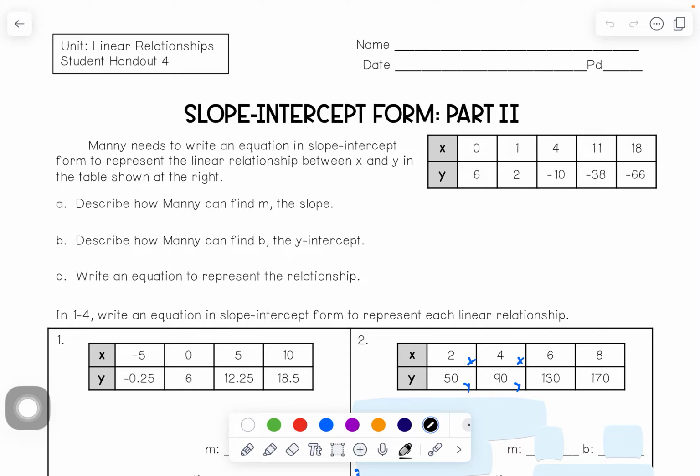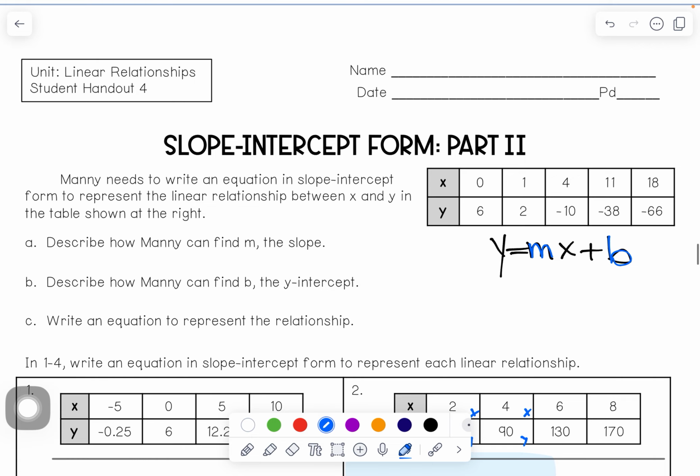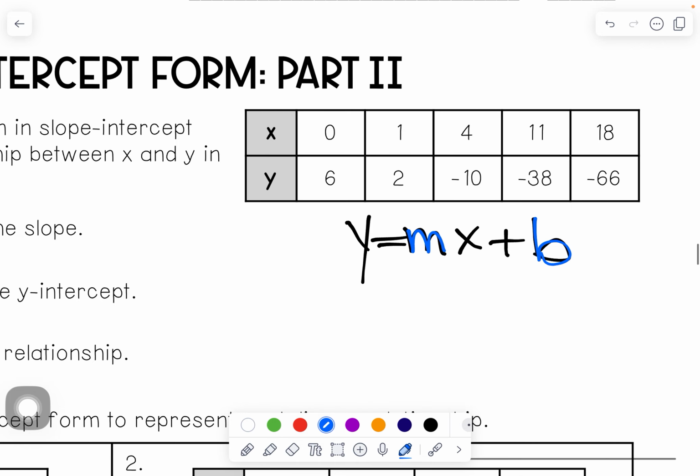So don't forget, slope-intercept form is y equals mx plus b, right? And we are looking for the m and the b to be able to complete that equation. So describe how he can find the slope m. In a table like this where it's not counting by ones, or it's counting inconsistently, the slope formula a lot of times is the best way to find slope.